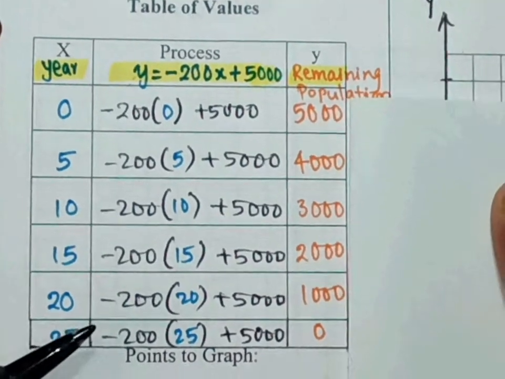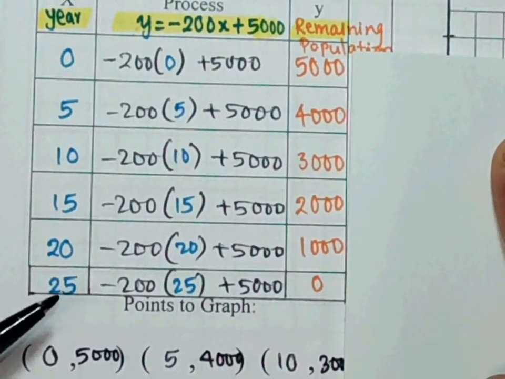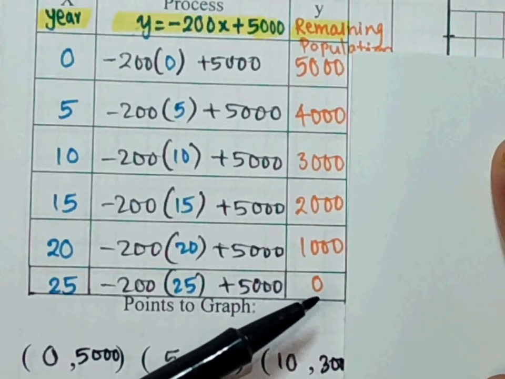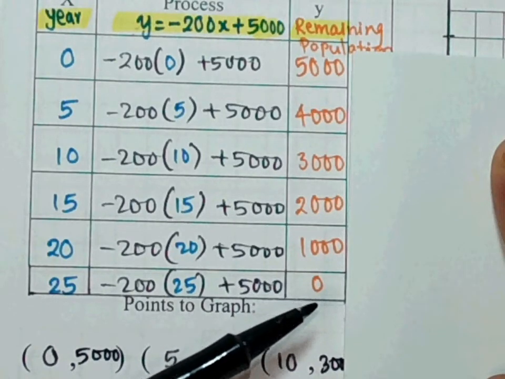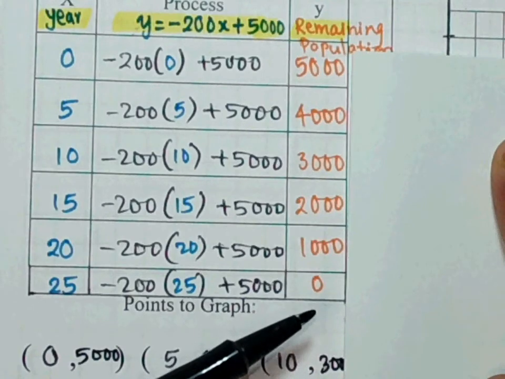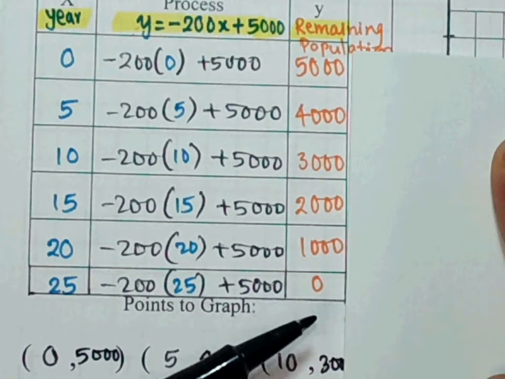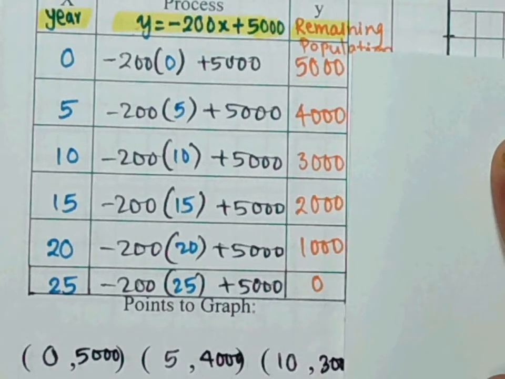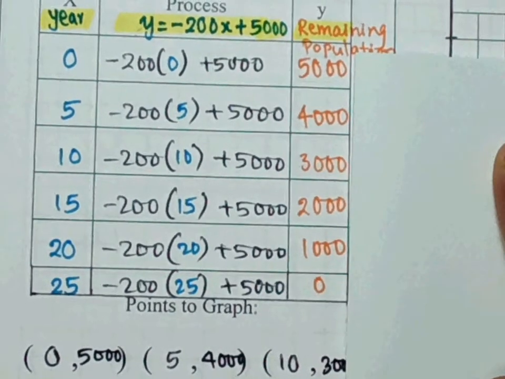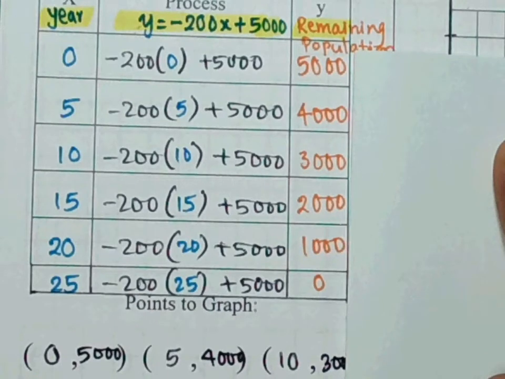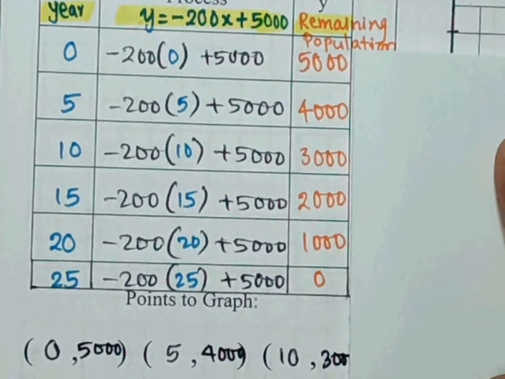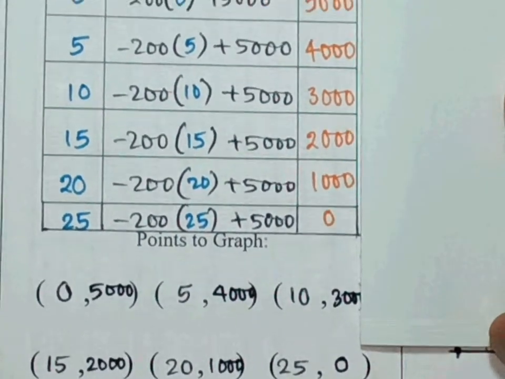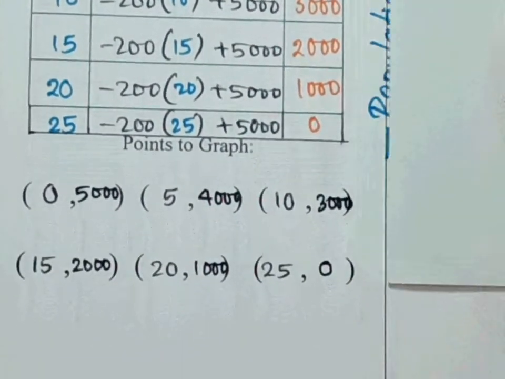Alright, but look, something interesting happened. In the 25th year, there's nobody left in town. So you can't say in the 26th year there's somebody going to be in town. There's no negative people in town if that's the rate of change, unless people start coming back in. But that is not our situation. It wasn't mentioned anything of that sort happened. So we stop at 25 years because we figured there's nobody there. We take our x and y values and write the ordered pair.